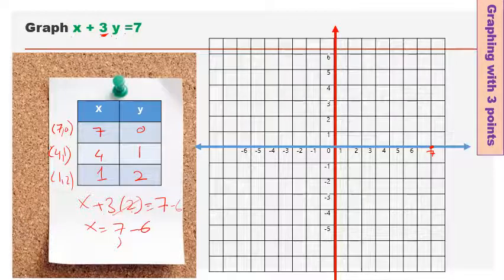Where's 4 and 1? The x is 4 and the y is 1, so I go up to the 1. Then 1 and 2, the x is 1 and the y is 2. So these are my 3 points. I am going to plot them and then join them with a straight line. Okay, so it's easy up to now.